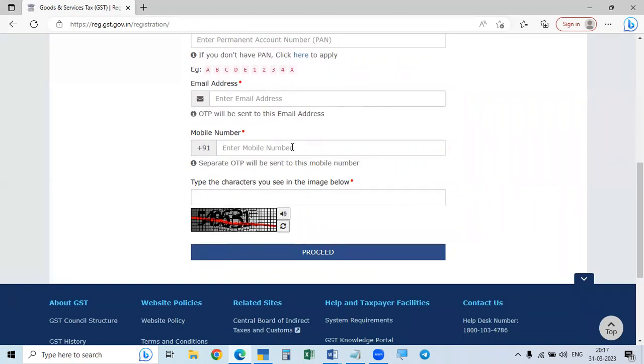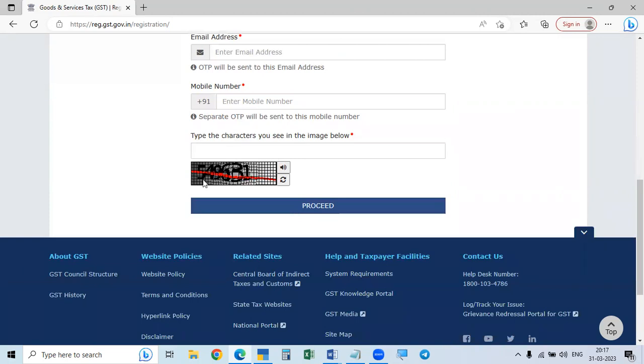That is why, when you made the Aadhaar card, whatever mobile number you gave on the Aadhaar side, only that mobile number you have to give. Other mobile numbers you cannot give. So before entering this, we have to go to the Aadhaar side and check what mobile number we gave. That number only we have to give.